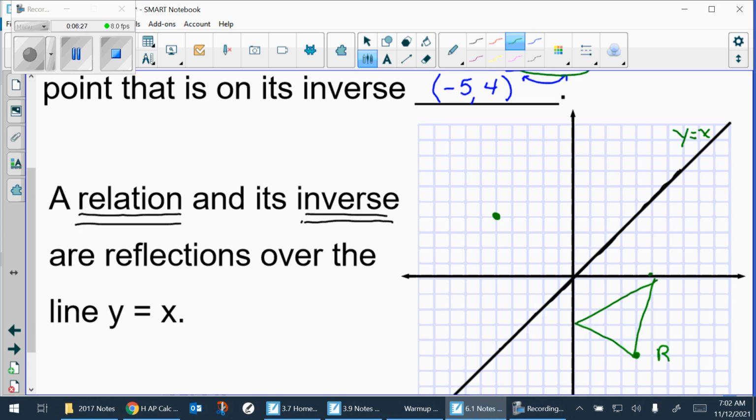Now, let's see. This is the point 5, 0. So what point is on the inverse? Well, if I switch the x and the y, I guess it would be 0, 5. This point right here is on the figure. Now this is the point 0, negative 3. So what point is on the inverse? I have to switch the x and the y, and that would be negative 3, 0.